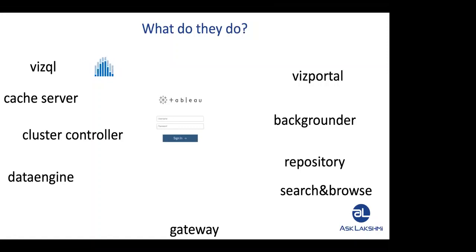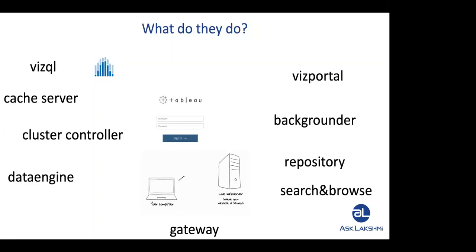Or sometimes, even if you enter the right username and password, you might not be able to log in. In those cases you can go and check your vis portal and some other services. In a similar way, your gateway, as I said: you make a request from your computer to Tableau Server, and the request will first be handled by your gateway process, not any other process. Once your gateway process says the request is fine and has come from the right resource, it sends the request to the next available process, which is your vis portal, for authentication purposes.